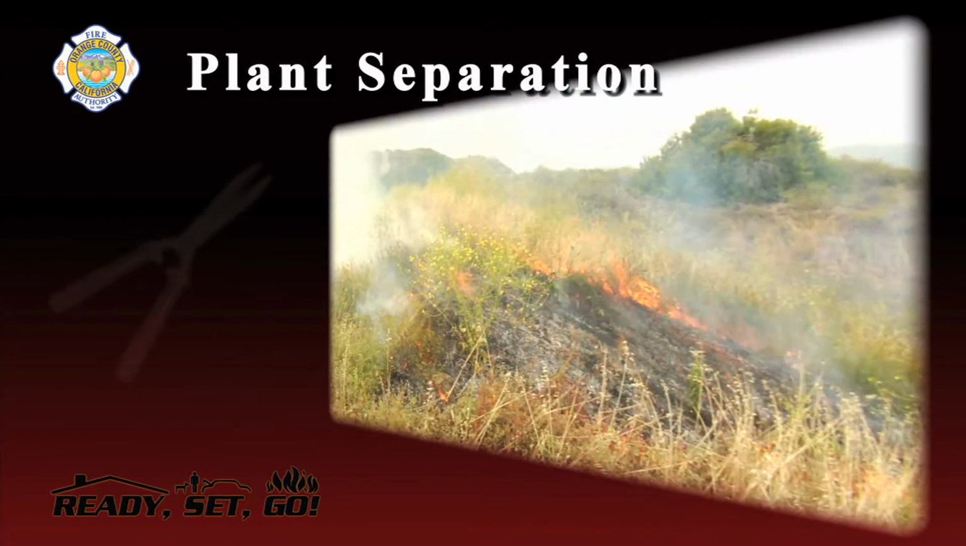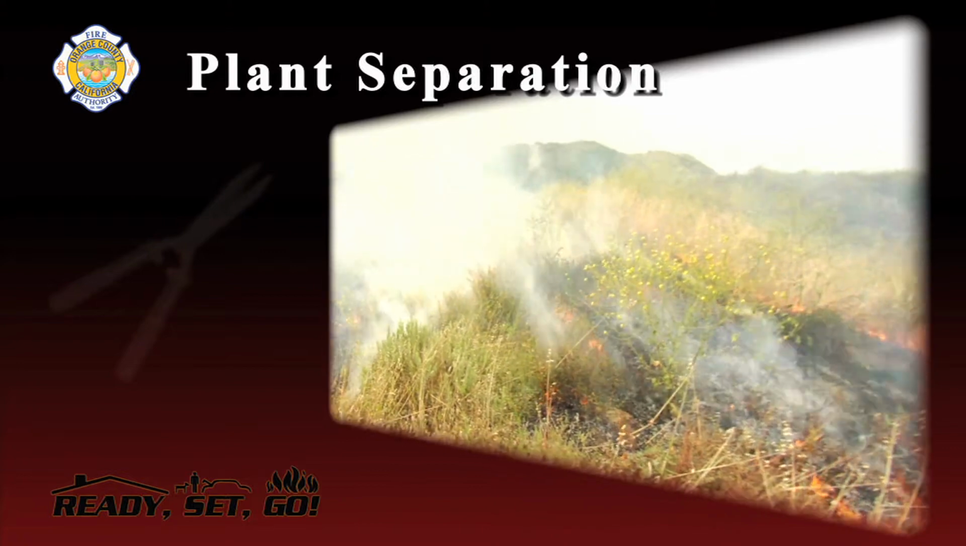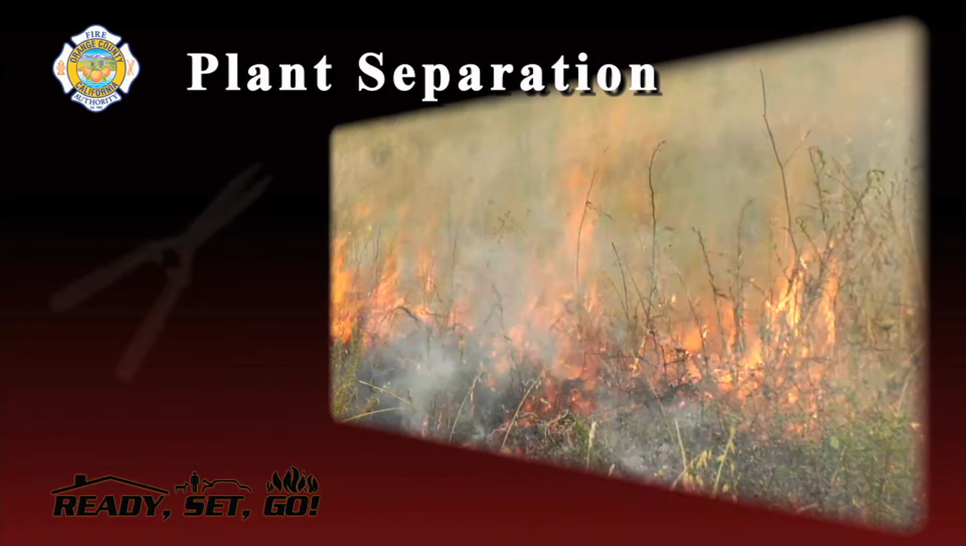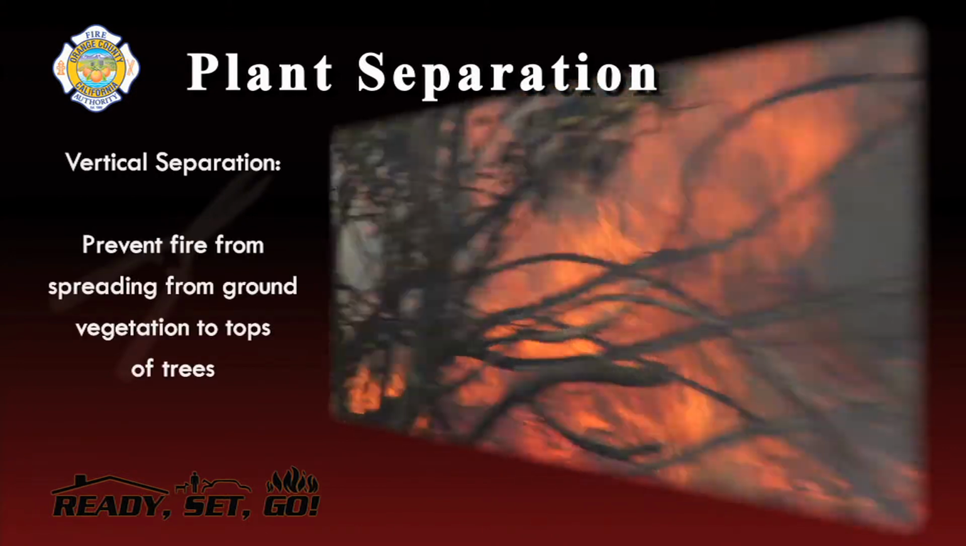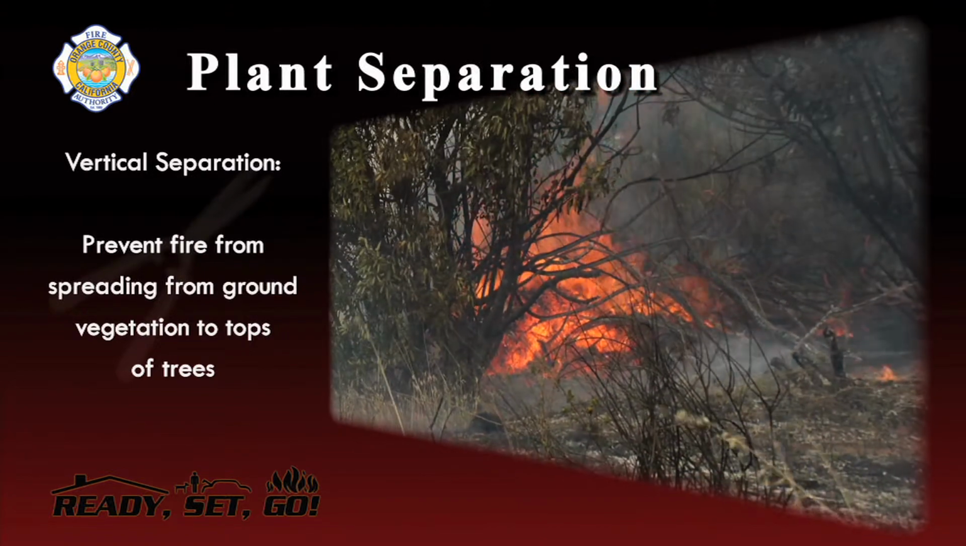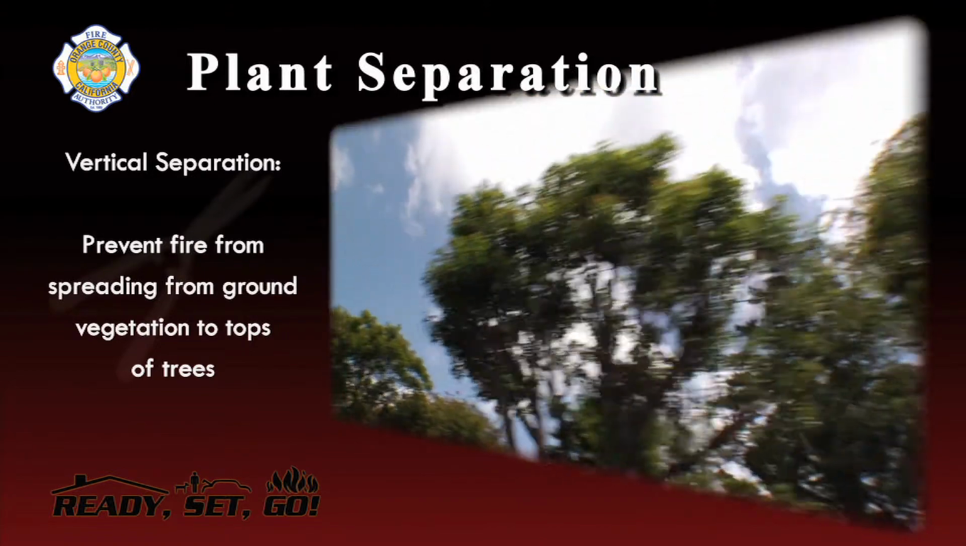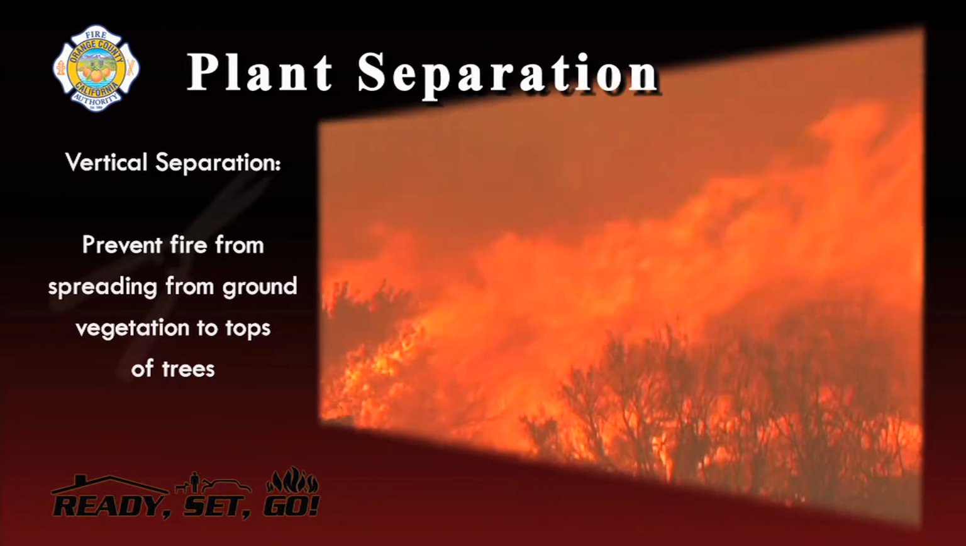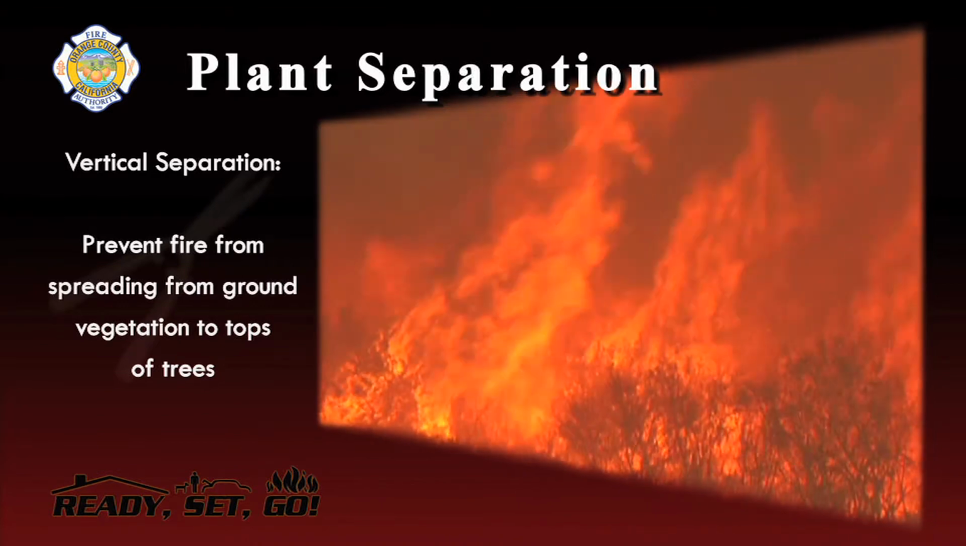Most wildfires start as surface or ground fires. The primary goal of vertical separation is to prevent fire from spreading from ground vegetation to the tops or crowns of trees, where it can jump from crown to crown ahead of the ground fire.